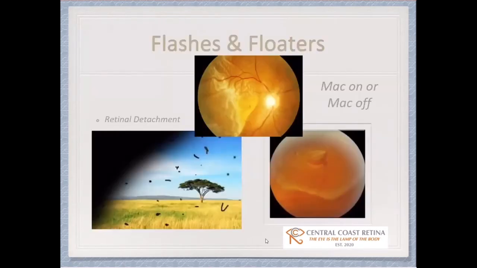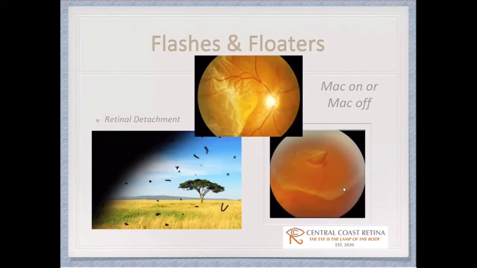Now, flashes and floaters. If the patient describes flashes and floaters, but also starts describing a shadow or a curtain-like effect blocking part of their vision, then that is a little bit more serious. That's probably referring to a retinal detachment. So again, you can see here's a tear in the retina, but it spread further where fluid actually detached the retina. And then we differentiate retinal detachments into macula on and macula off.